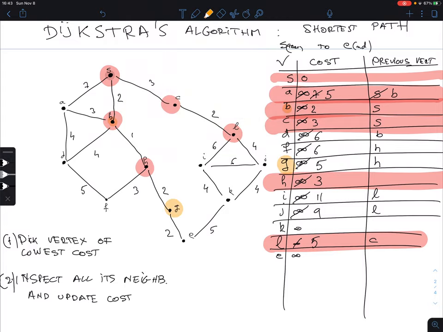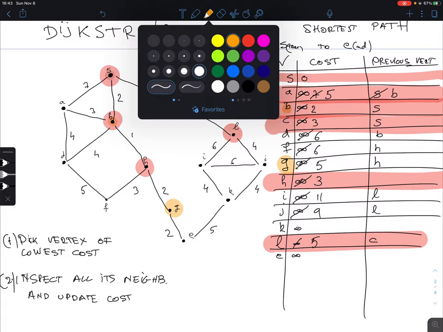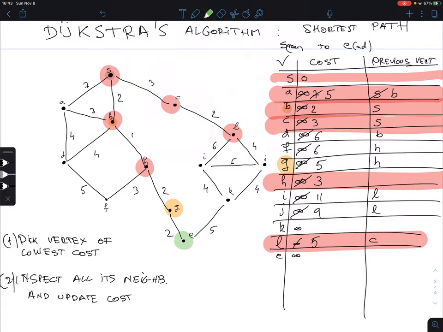Okay, here is G. And now, we have discussed it just before, right? We have only one neighbor, E. But E has no cost yet, so let's update the cost of E. Well, the current cost of G is 5, and it costs me another 2, so that will be 7. So this will be 7, and it is coming from G. And I'm done with that.